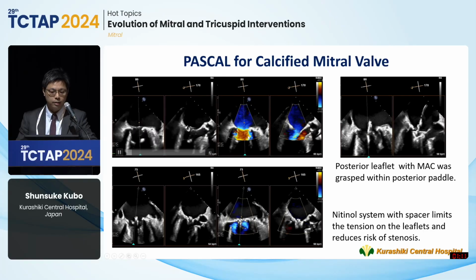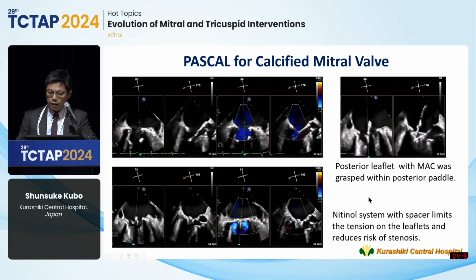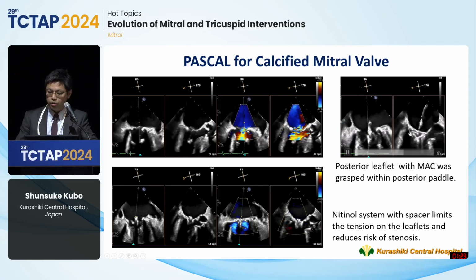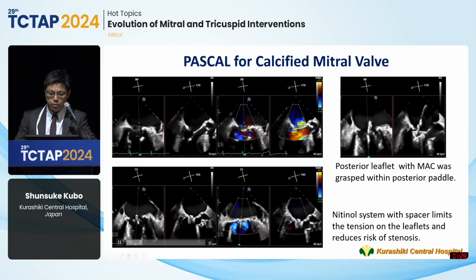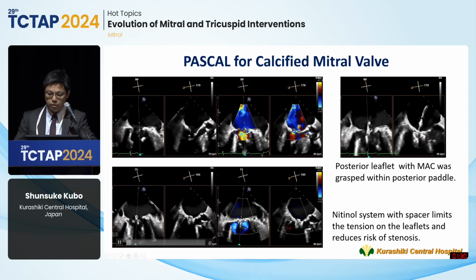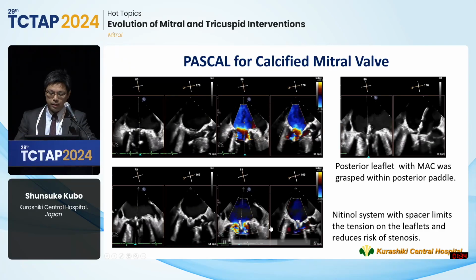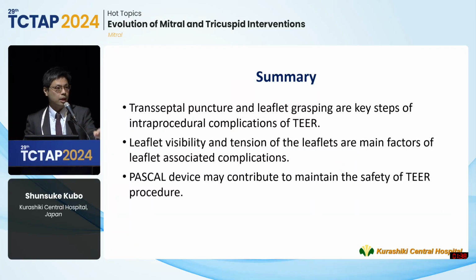This is a complex case. We can see a markedly fragile posterior leaflet prolapse, so we decided to use a PASCAL device in this case. As you can see, the posterior leaflet with the prolapse was grasped with the posterior paddle. After closing the clip, the nitinol system with the spacer limits the tension on the posterior leaflet and reduces the risk of leaflet tear and also mitral stenosis. This is my conclusion. Thank you for your attention.